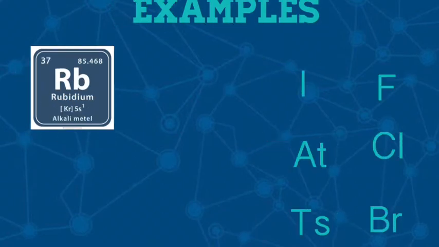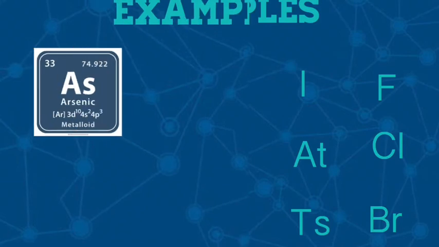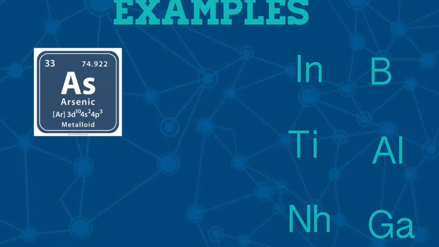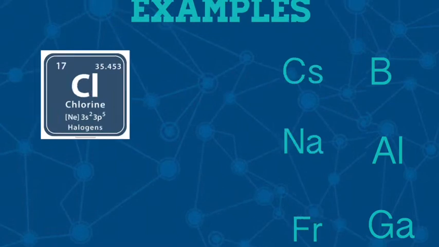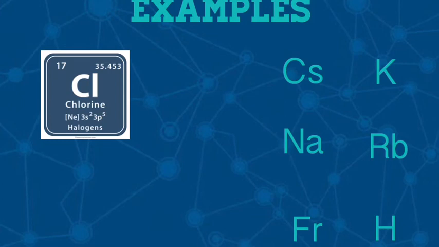I chose rubidium. If we use the mnemonic again, we need 7 valence electrons, because the valence electron of rubidium is only 1. The ones on the right have 7 valence electrons. Third example, I chose arsenic, and arsenic needs 3 valence electrons, and the one on the right has 3 valence electrons.